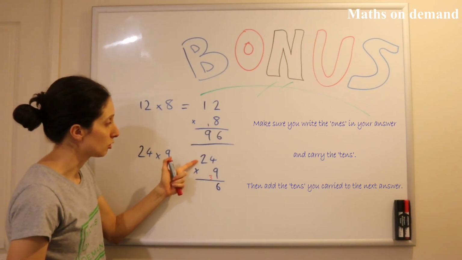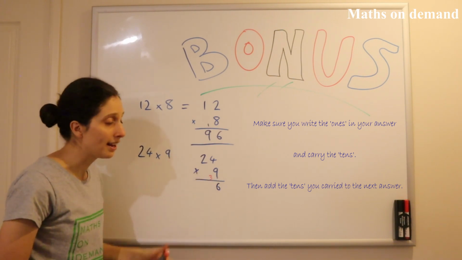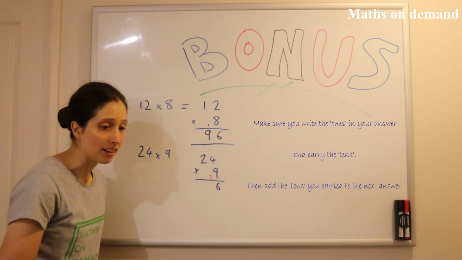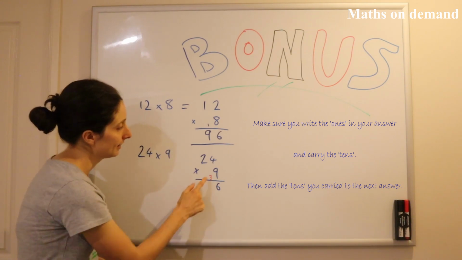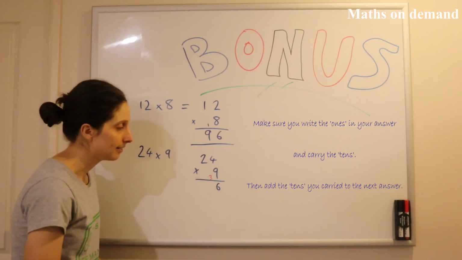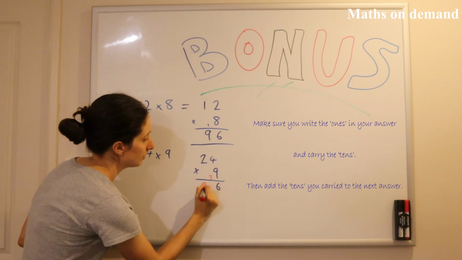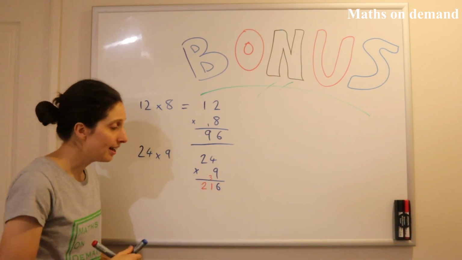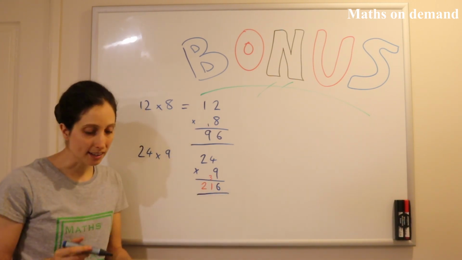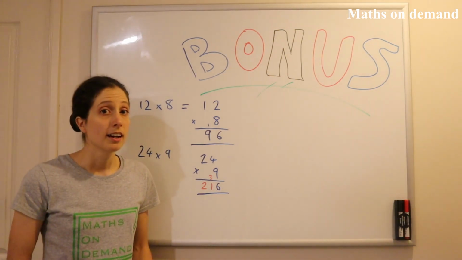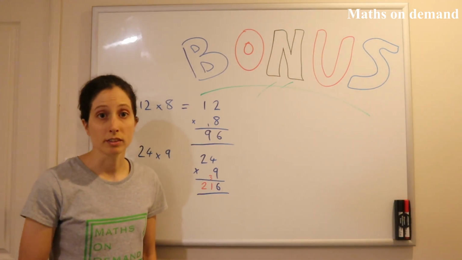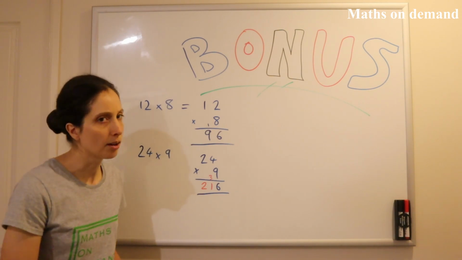Now we do the next digit, 2. 2 times 9 is 18. But don't forget to add 3. So 18 plus 3 is 21. And our answer is 216. Let's try two numbers that have 2 digits. 19 times 12.